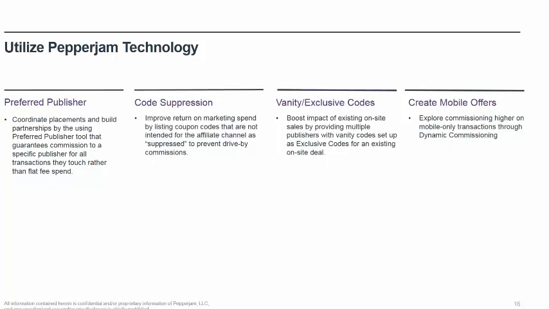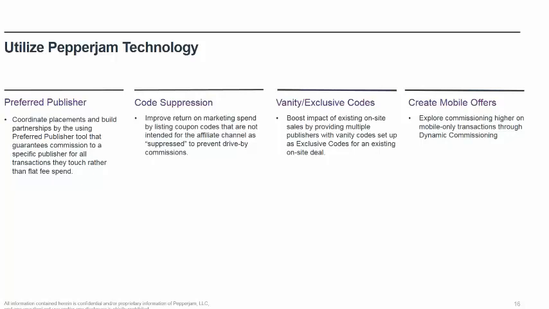We also added a tool for code suppression. It's likely that you have a list of codes that are not meant for the affiliate channel. So now you can add these to your program by using the code suppression tool so that publishers, even if they use this code, won't get credit for that order.